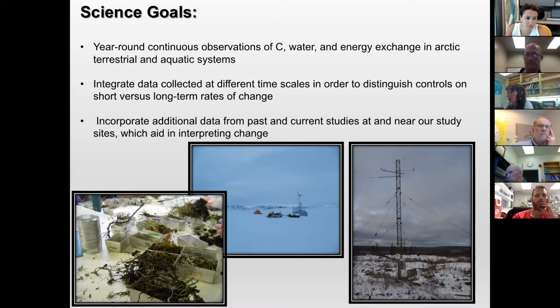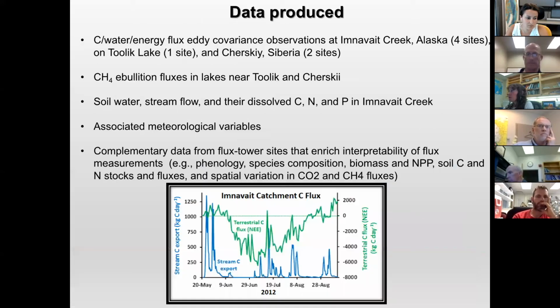And so we've produced quite a lot of data with this project. I think we've got a large database of carbon, water, and energy flux based on eddy covariance observations. We have 4 sites near Imnavait Creek, Alaska, across the Imnavait watershed. We have a site on Toolik Lake, and then in Cherskii, Siberia, we also have 2 flux towers. We've collected CH4 ebullition fluxes on lakes near Toolik and Cherskii.